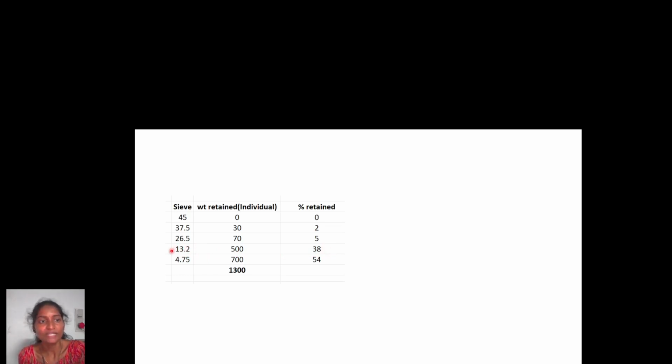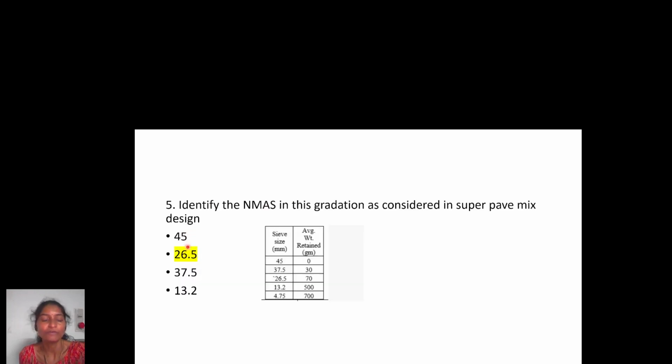So one sieve size larger than that, that means 26.5 is our NMAS. I think you have understood now. Initially we have to find out which sieve size will have a minimum of 10% retained. Here it is 13.2. Once we finalize that, we need to take the sieve size one size larger than that, just before that, that is 26.5. So 26.5 is the NMAS.